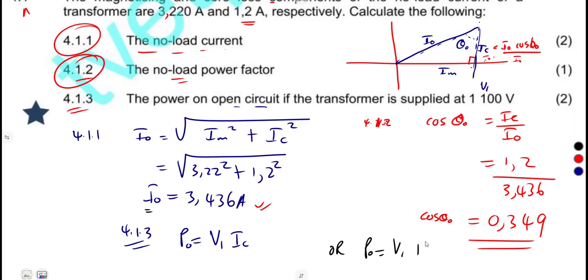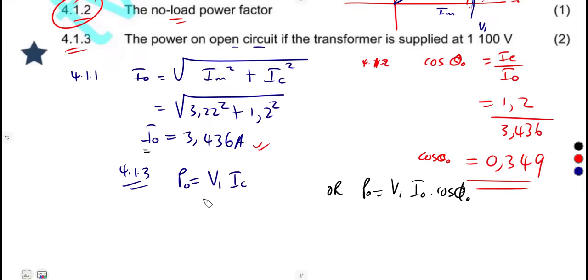or you can use this formula from the no load current. It's going to be V1 times the no load current times what? The power factor at what? At no load, the no load power factor. So that's another way, right? So using this formula, it was just direct.